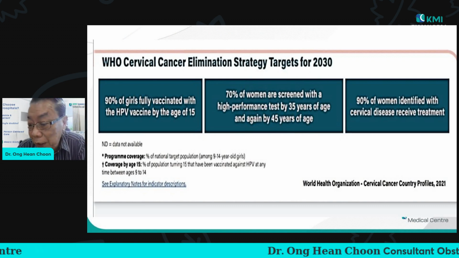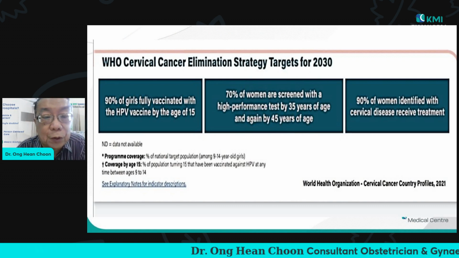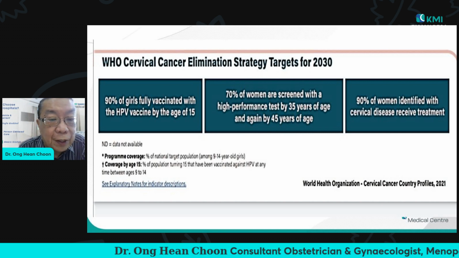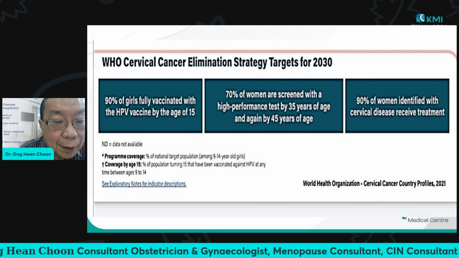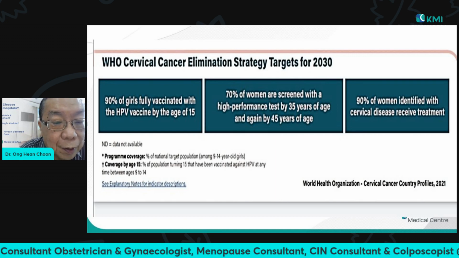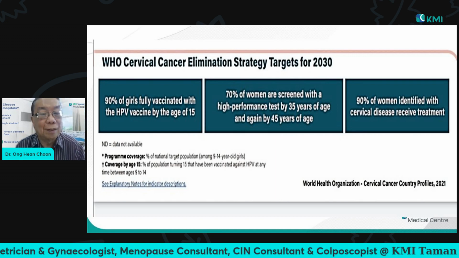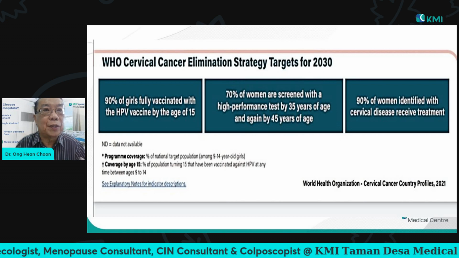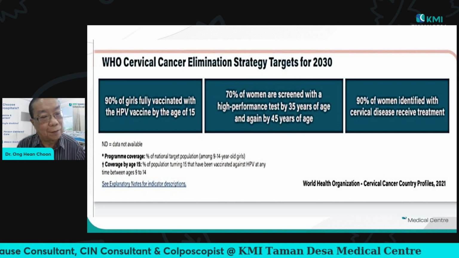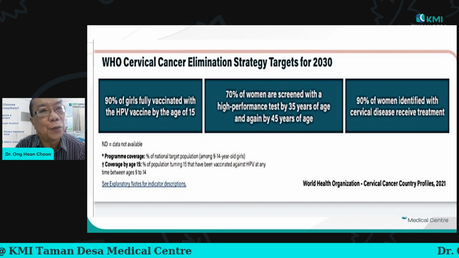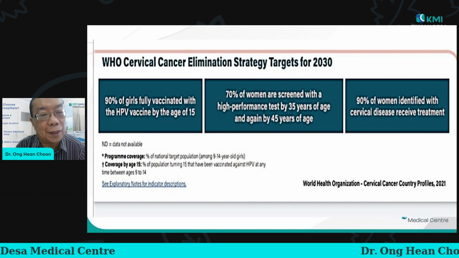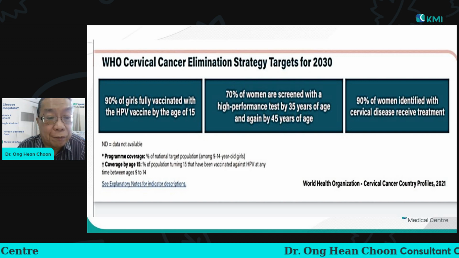Now, the World Health Organization has targeted various strategies for 2030, and you can see here that 90% of girls should be fully vaccinated. We are almost achieving it in our 13-year-old girls. But what about those young women over 13, and those older ladies? We don't have the figures in our country for that.